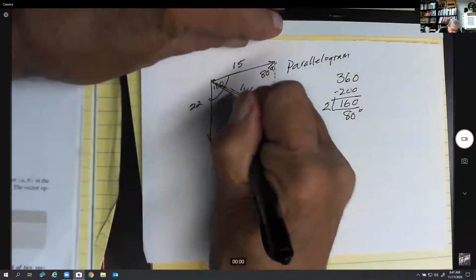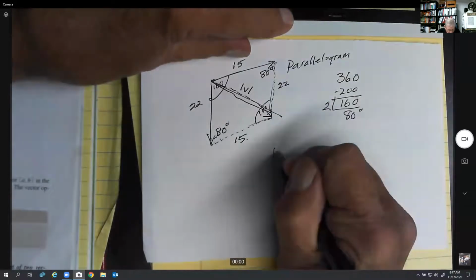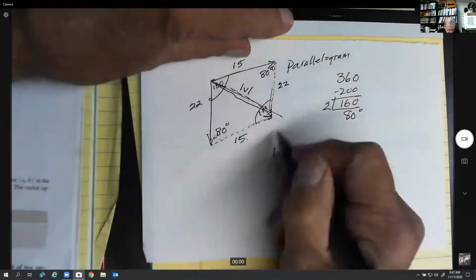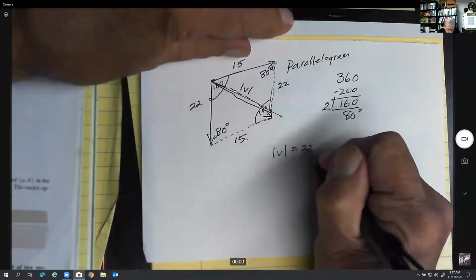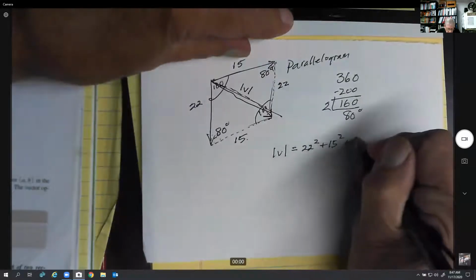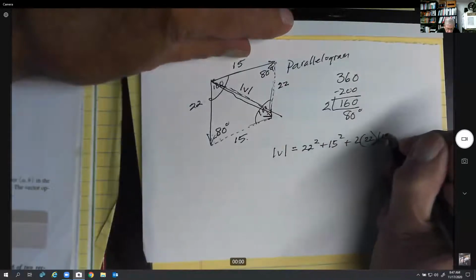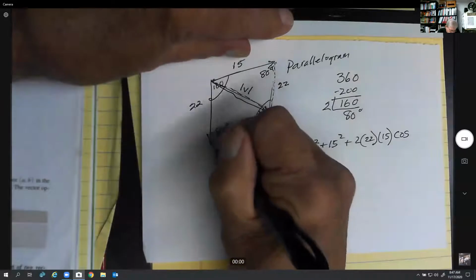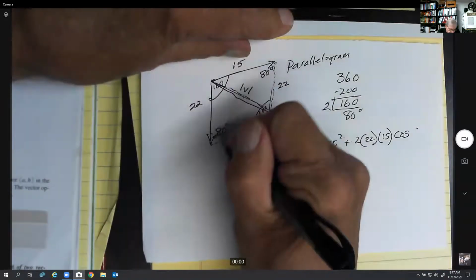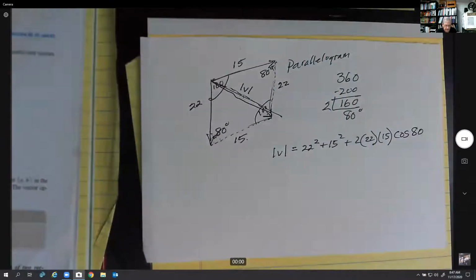Now, to find this distance, we can use the law of cosines. This distance right here, called V, is equal to one of the sides squared, 22 squared, plus 15 squared, plus 2 times 22 times 15, times the cosine that's opposite this side. The angle is opposite the side, so the cosine of 80 degrees.